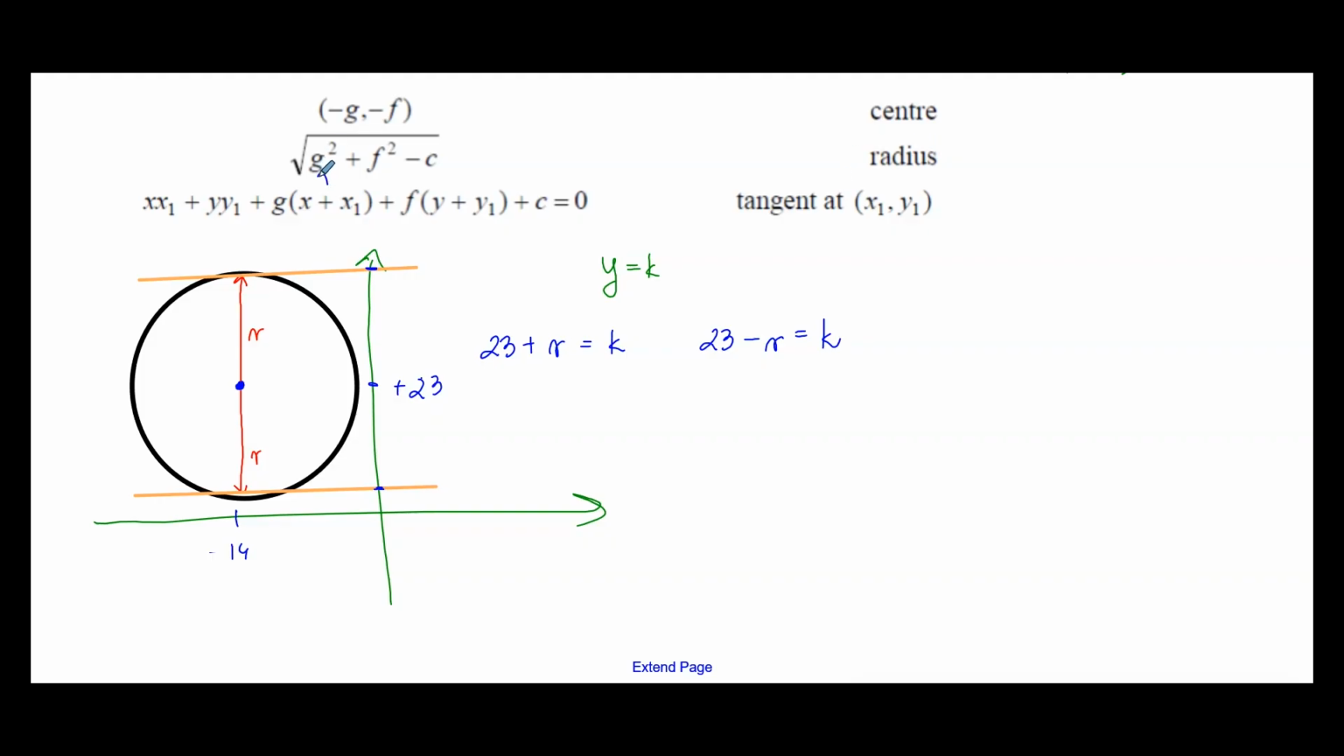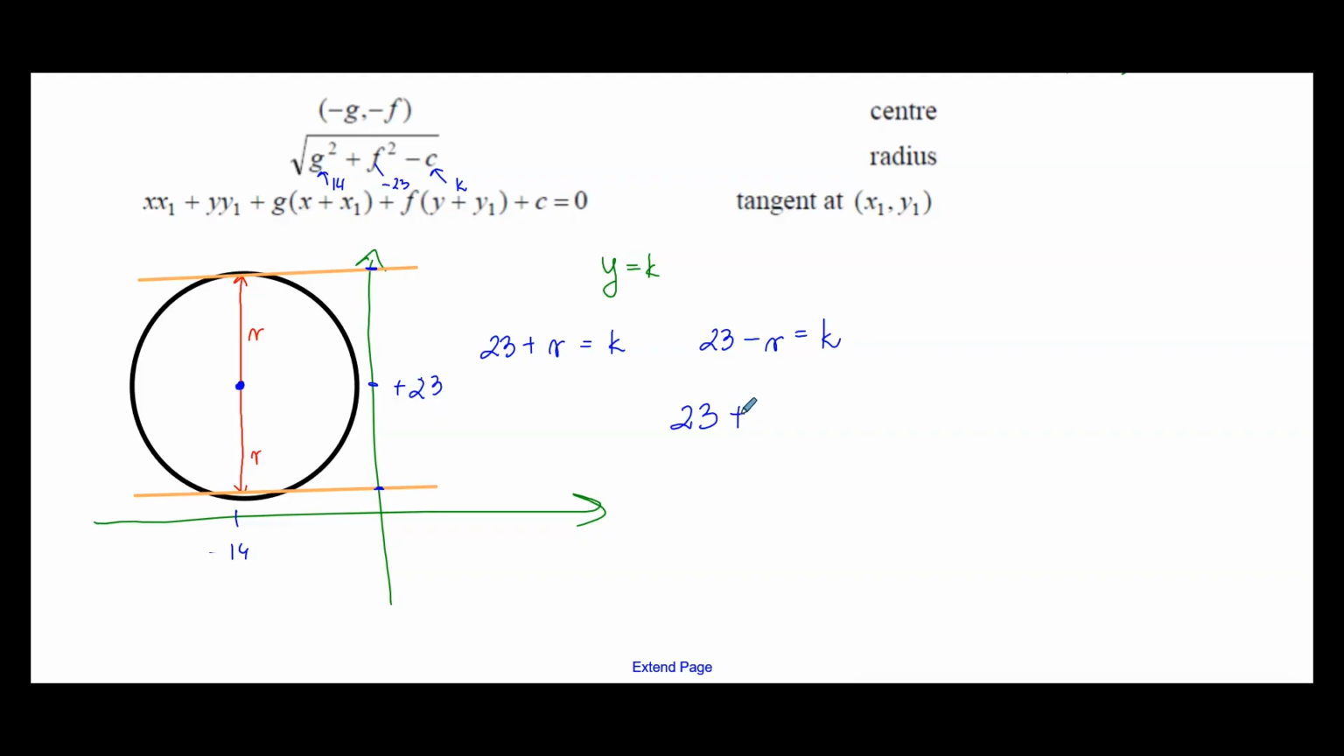We have a formula. I have the value of g. That's 14. Actually, yeah, that is 14. And then I have a value of f, minus 23. Now, I don't have the value of c. I just know it's k. But that's fine. Let's create an equation. Let's go with plus. That will be easier. It doesn't matter. We will know that one will be plus, one will be minus.